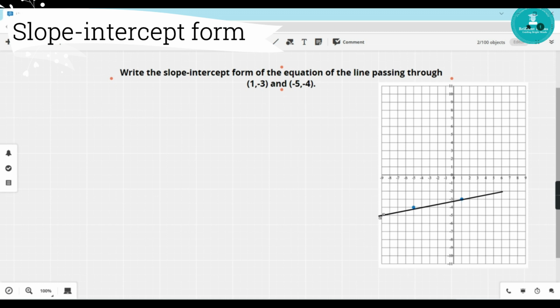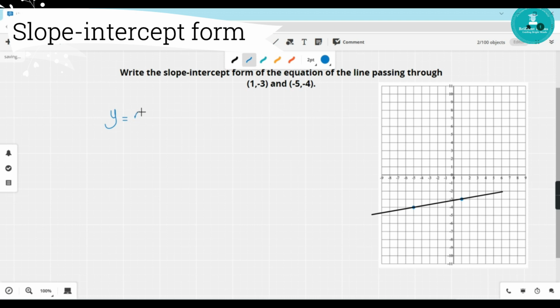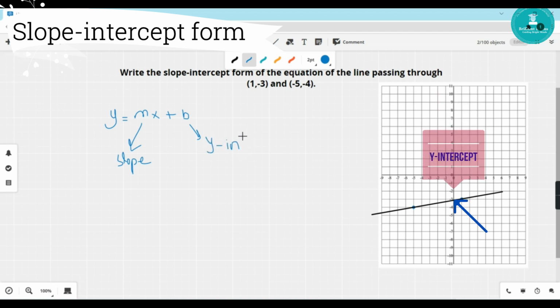All right. It means we want to convert this line into a slope-intercept form. We know that the general form of a slope-intercept form is y equals mx plus b. x and y are the 2 points, m is the slope and b is the y-intercept. The y-intercept is the point where the line crosses the y-axis.